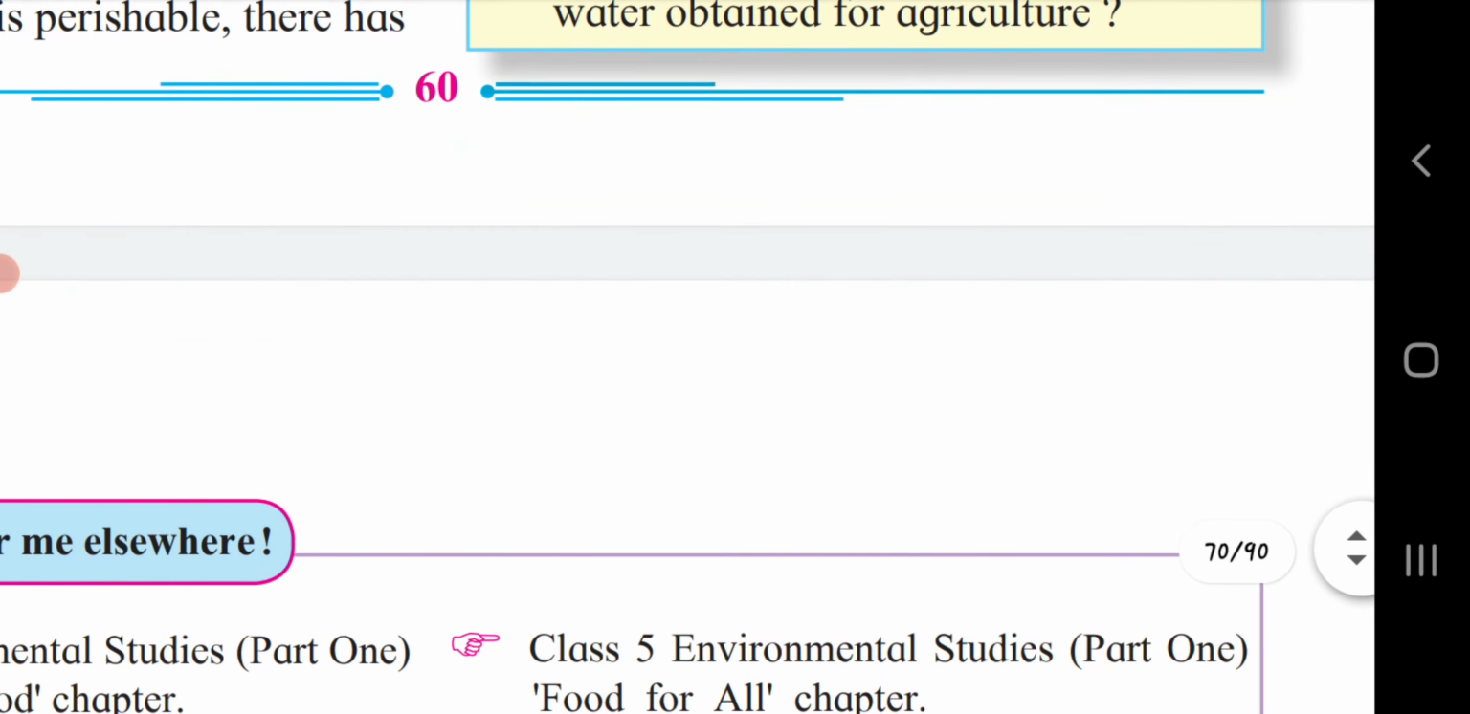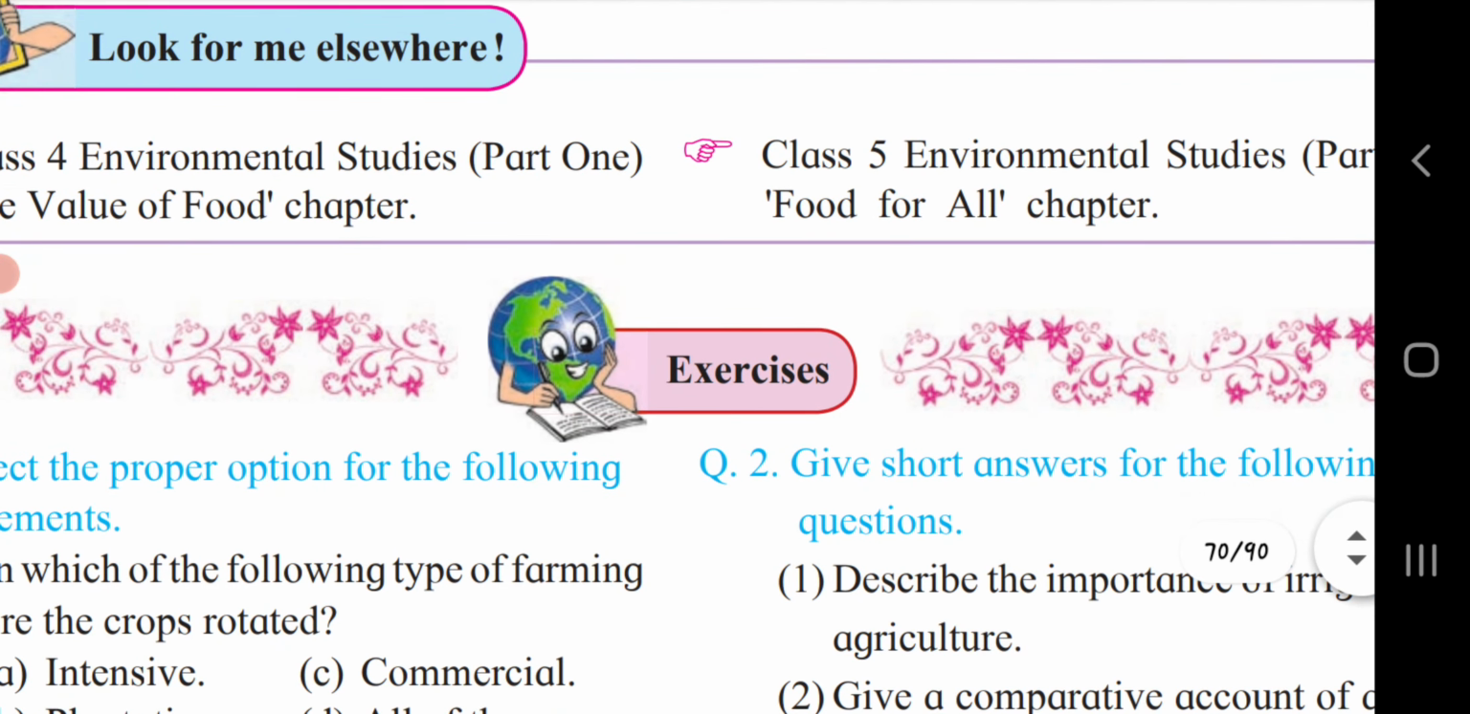So, in this way, we have completed this chapter. Complete the exercise, read the chapter in detail, and learn the given questions and answers.